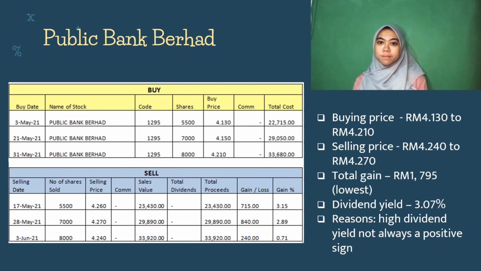Lastly, for Public Bank Berhad, the buying price is in the range of 4.13 to 4.21 and the range for selling price is 4.24 to 4.27. This investment gives our investor the lowest return, which is 1,795 ringgit. This stock's dividend yield is 3.07% per 12 months, which is quite high. However, it is not always a positive sign because the company is returning its earnings more to investors rather than expanding the company.